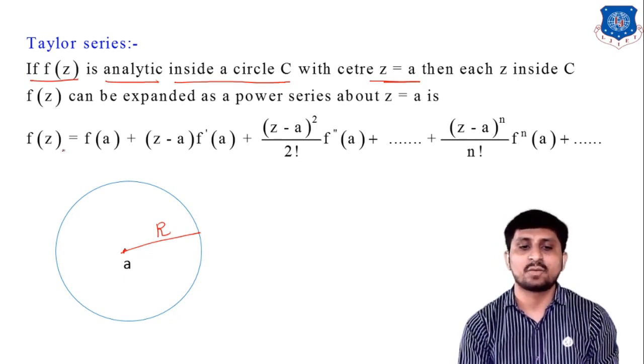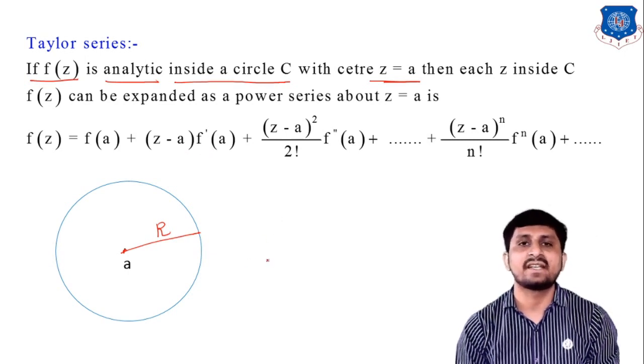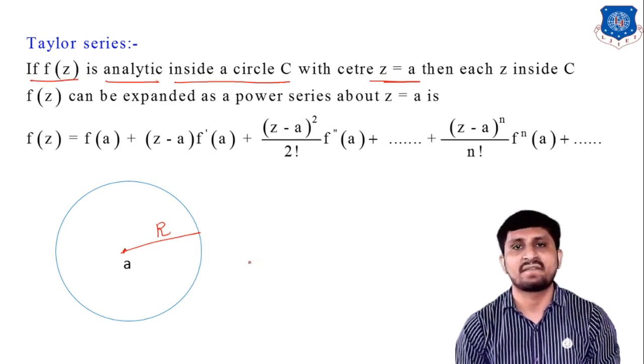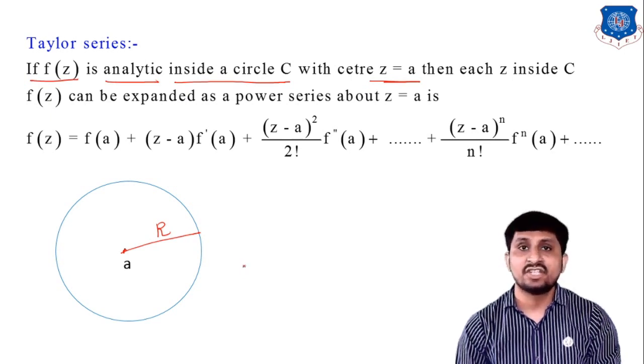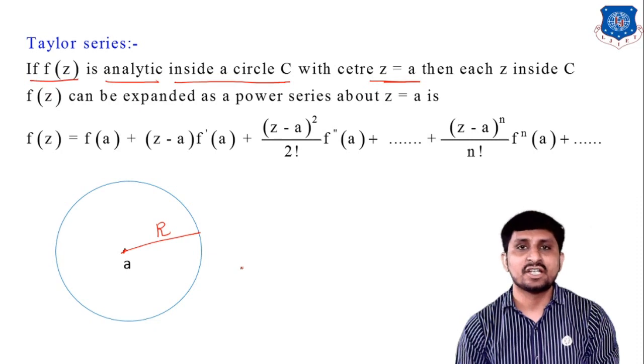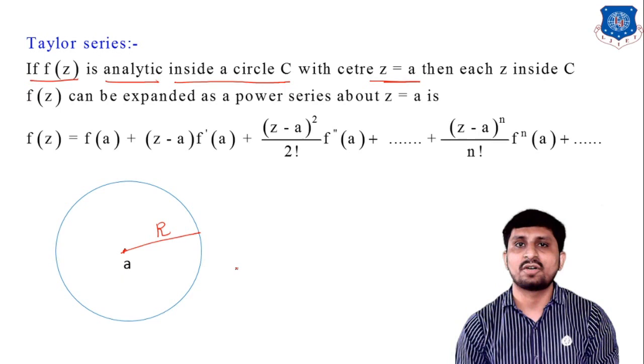Remember this formula: f of z equals f of a plus z minus a into f dash a plus z minus a whole square upon 2 factorial f double dash a plus z minus a cube upon 3 factorial f triple dash a, and so on, up to z minus a raised to n upon n factorial times the nth derivative of the function at point a. But you have to define the region in each and every example. In which region you define your Taylor series is the most important concept of this chapter.